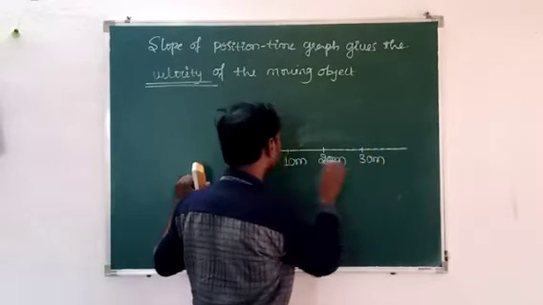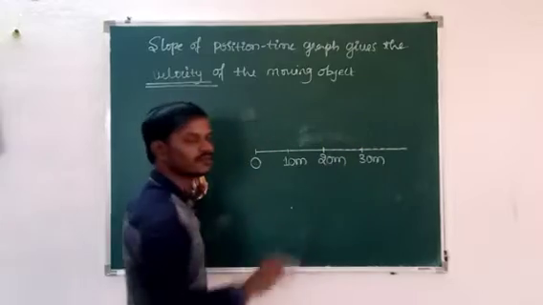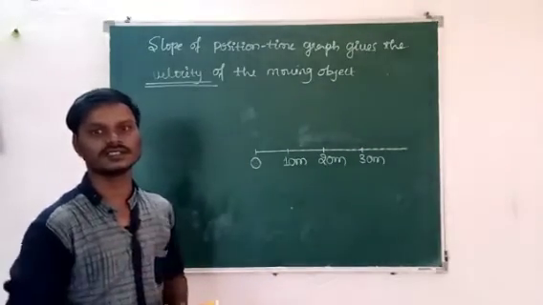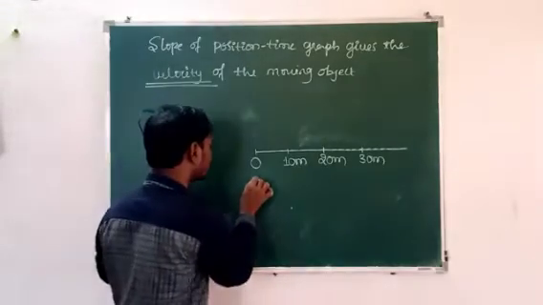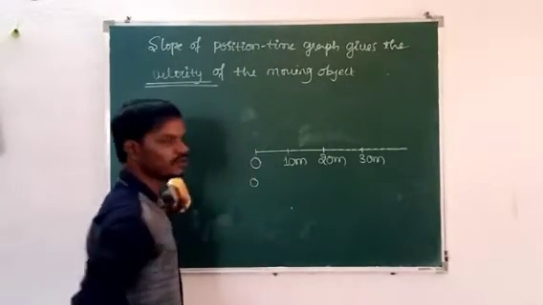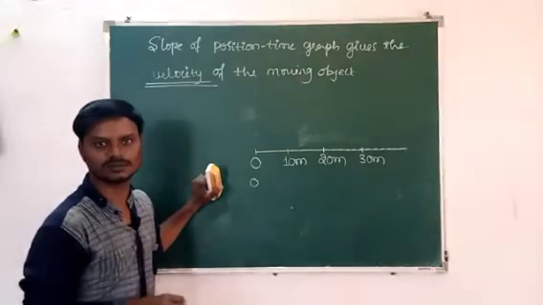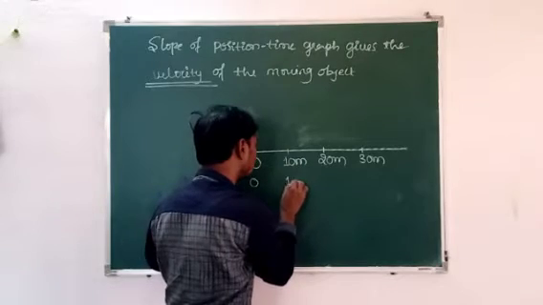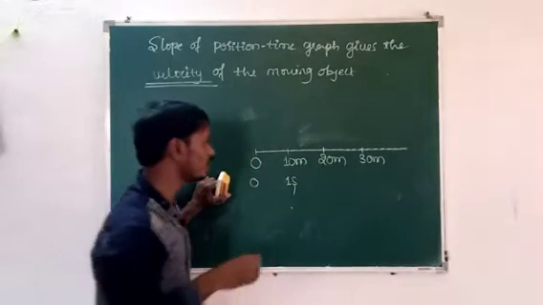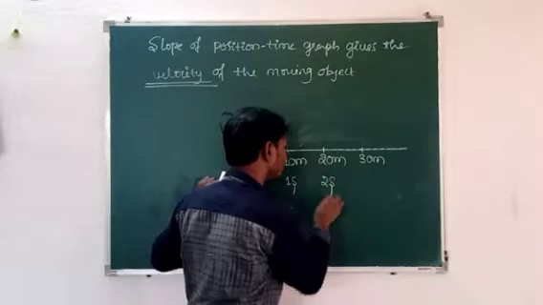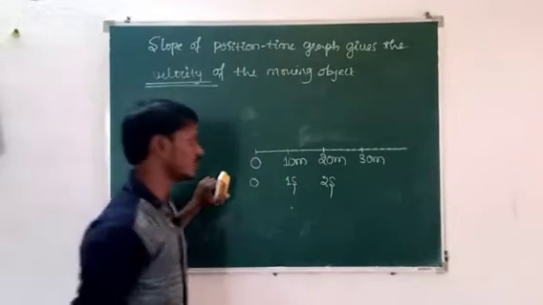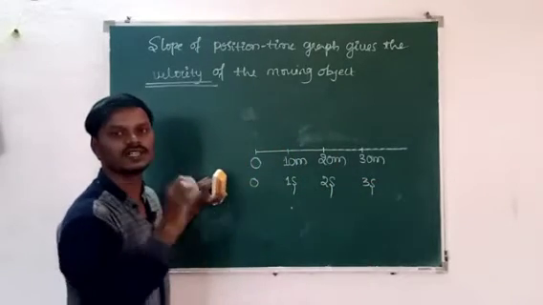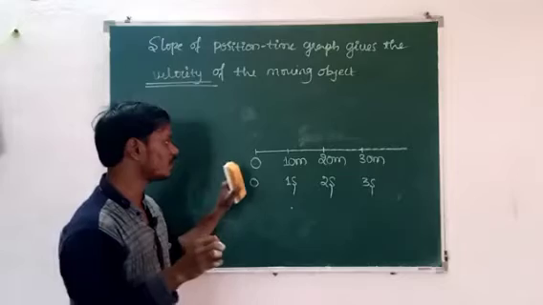So there is a change in position of the object with respect to time, which means the object is said to be in motion. At 0 seconds the object is at the origin, so the position is 0, meaning the x coordinate is 0. After 1 second it is at 10 meter, after 2 seconds at 20 meter, after 3 seconds at 30 meter. In this case equal displacements are covered by the object in equal intervals of time.